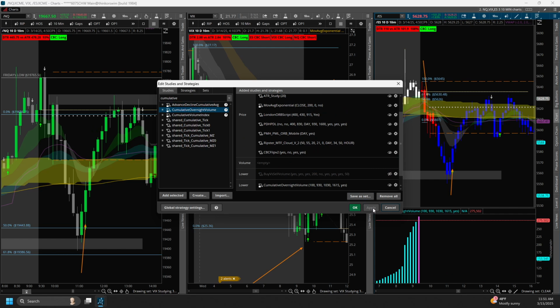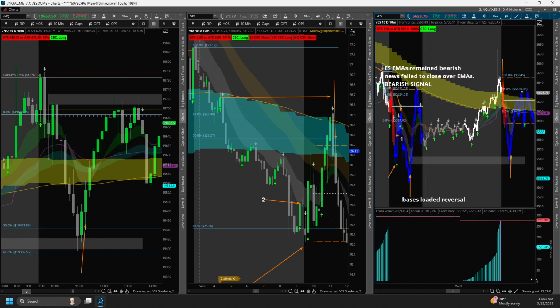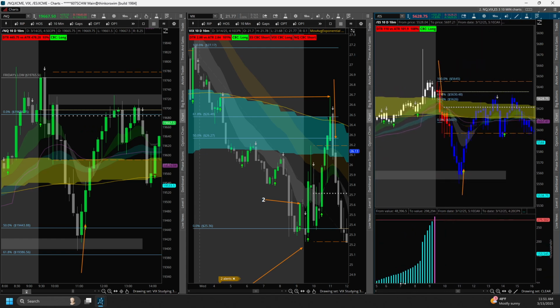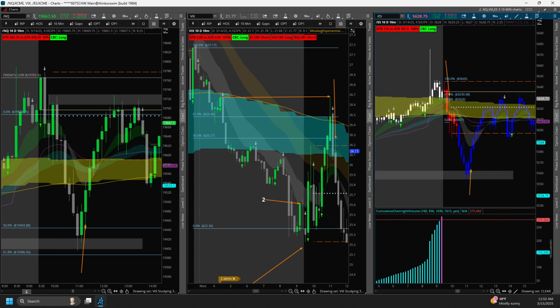Whoa. That changed my candles and everything too. Did it? Oh, there it is. This one's weird. I don't know what this study is, that overnight volume, cumulative overnight volume. That's crazy, dude. It changed all the candle colors and everything. Interesting. I don't know what this is doing though, because there's nothing down here on the bottom, but very interesting.